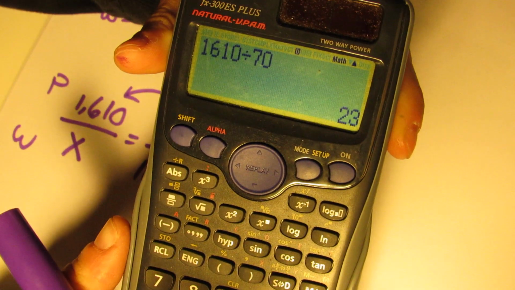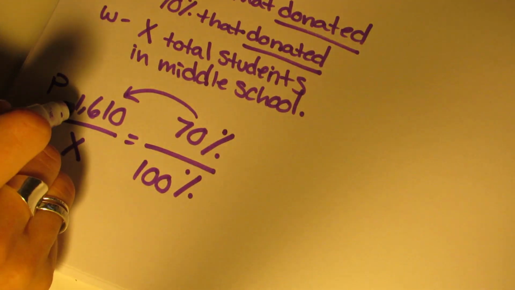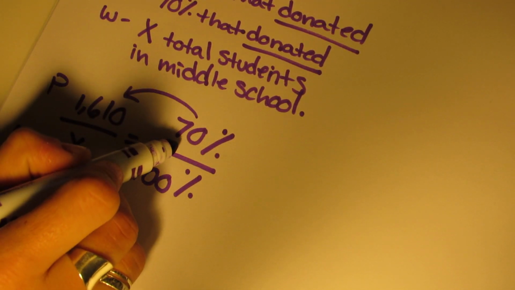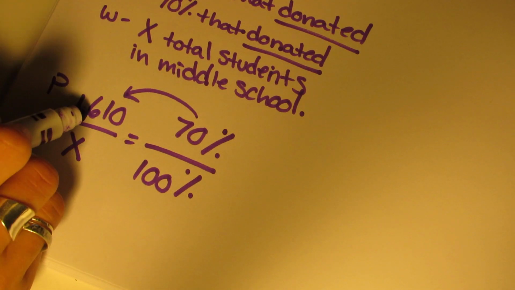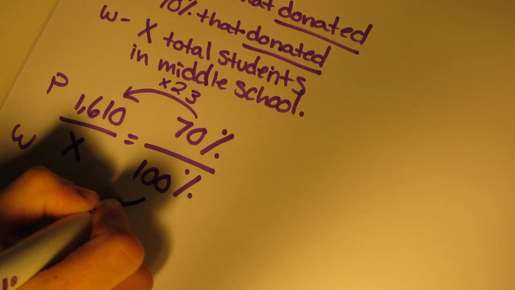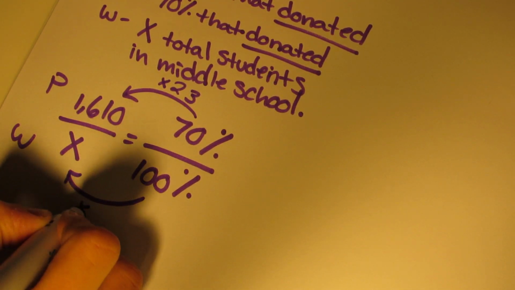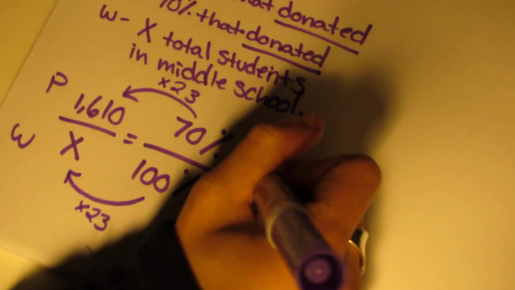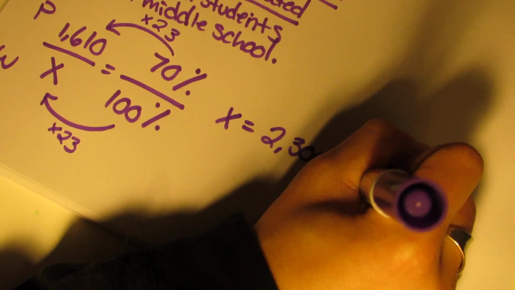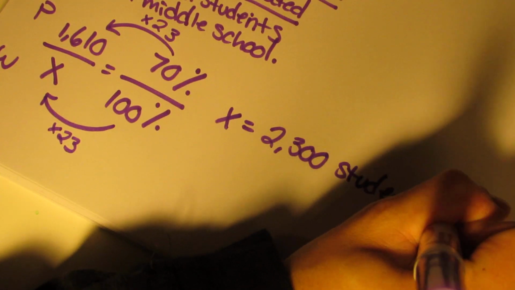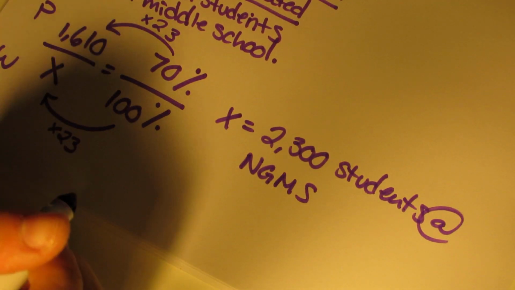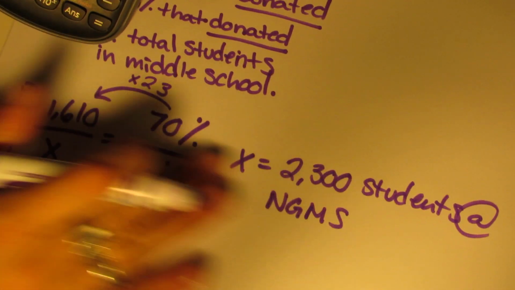it gives me the number 23. Okay, so that means if I divide 1,610 by 23, it should give you 70. So if I use that logic and scale up to 1,610, that means I would multiply by 23. If I use that same logic for my denominator and multiply by 23, I should get x is equal to a total of 2,300 students at NGMS. And I don't think that was part of the question, but that's okay. So again, that's how you do it with scaling.